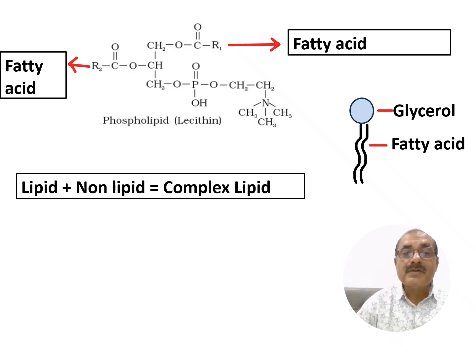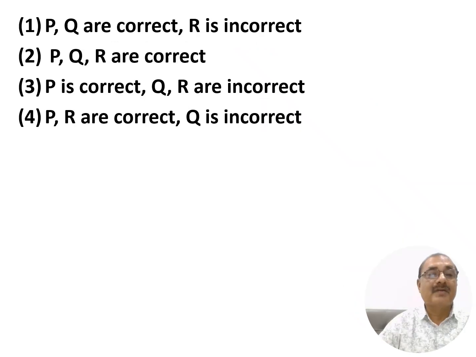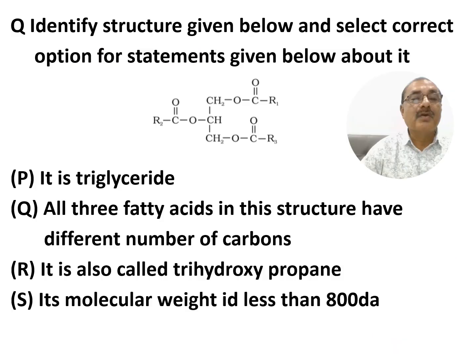And one more conceptual thing. When you are drawing the structure of the cell membrane, you represent the lipid like this, glycerol and fatty acid. And in that structure, you are drawing 2 fatty acids like this. So only 2 fatty acids are there. Clear? Let us see one more question. Here the answer is PQR. All this is correct. Answer is 2. Let us see one more question.